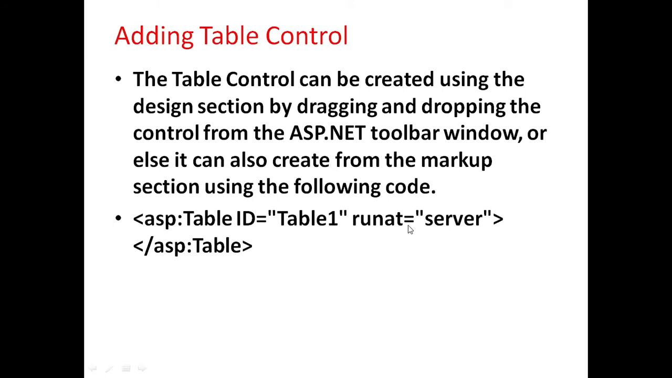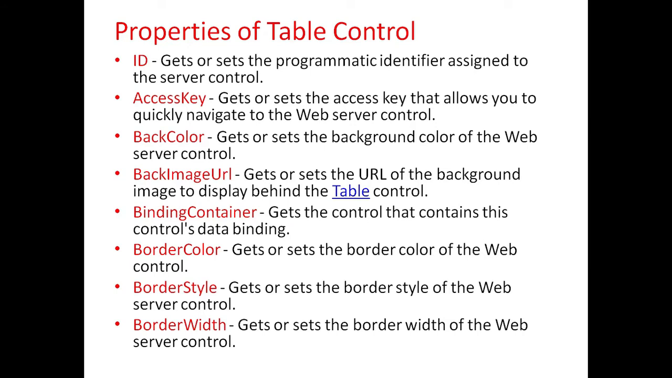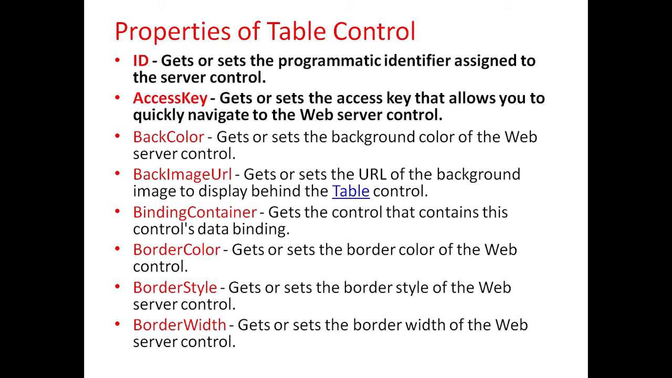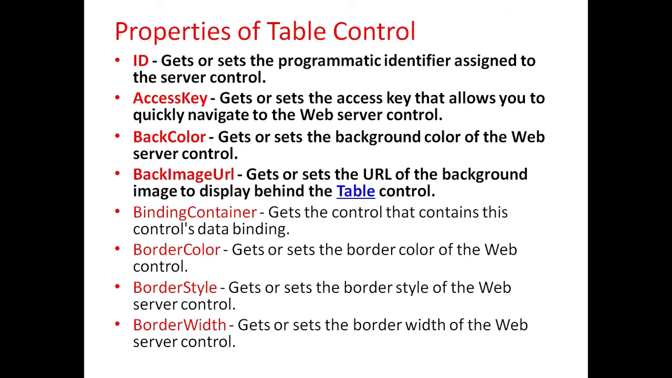Different properties of table controls are: ID, which is used to get or set the programmatic identifier assigned to the control. AccessKey is used to get or set the access key that allows users to quickly navigate to the web server control. BackColor property is used to get or set the background color of the web server control. BackImageUrl is used to get or set the URL of the background image to display behind the table control.